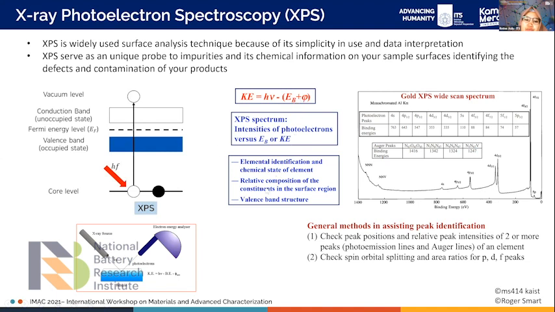So from the XPS, we can see this kind of information: elemental identification, relative composition, and also valence band structure. And here is an example of a wide scan XPS spectrum of gold. And to do the identification, first we check the peak position and relative peak intensities, and then check the spin orbit splitting and area ratio.